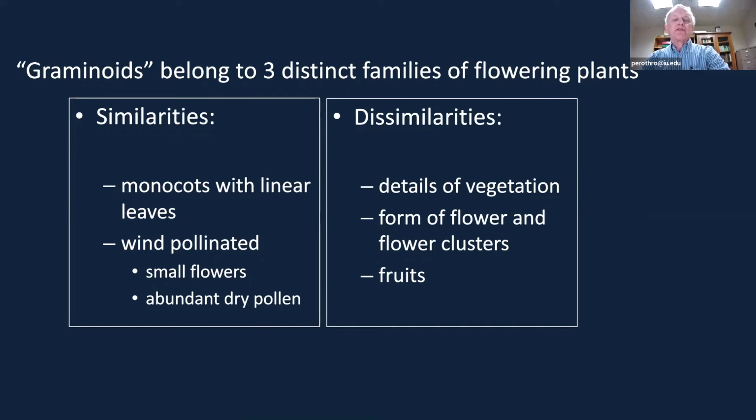Although they belong to three distinct families of plants, they share several obvious traits. They're all monocots with linear leaves. They are wind-pollinated plants, and so their flowers are small, and they produce abundant dry pollen. But at the same time, the details are different. They have different kinds of vegetation, different form of flower and flower clusters, and the fruits differ too.